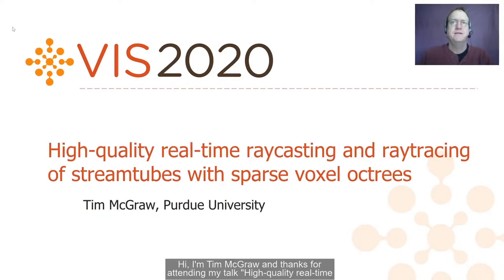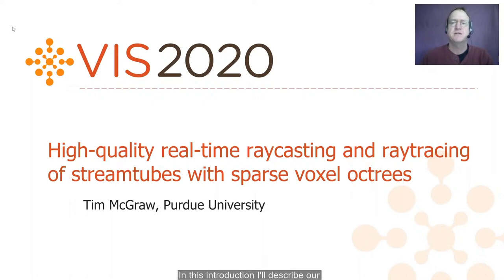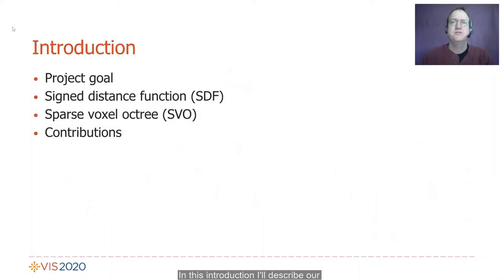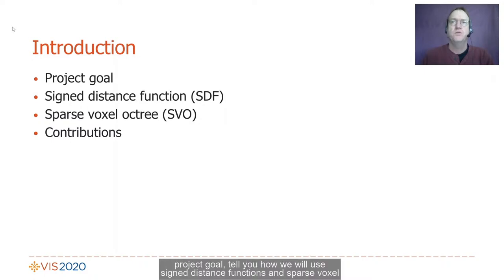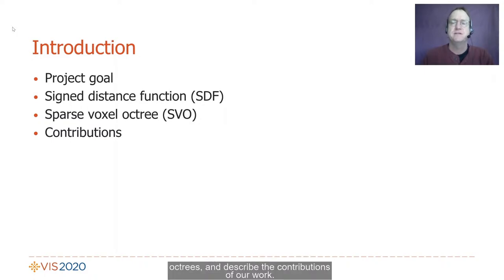Hi, I'm Tim McGraw, and thanks for attending my talk. High quality real-time raycasting and raytracing of streamtubes with sparse voxel octrees. In this introduction, I'll describe our project goal, tell you how we will use signed distance functions and sparse voxel octrees, and describe the contributions of our work.